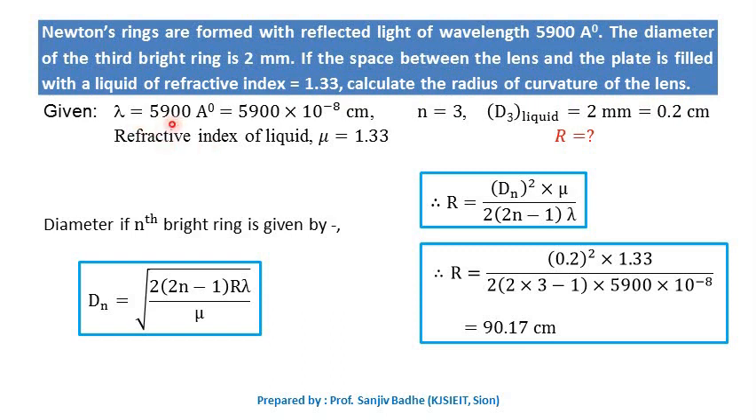So the wavelength of light is given as 5900 angstroms, which we can write as 5900 into 10 raised to minus 8 centimeters. n is equal to 3, third bright ring. The diameter of the third bright ring is given as 2 millimeters, that is 0.2 centimeters. We will use the same system of units. So if we are writing wavelength in centimeters, the diameter we will also write in centimeters. The refractive index of liquid is given as 1.33.